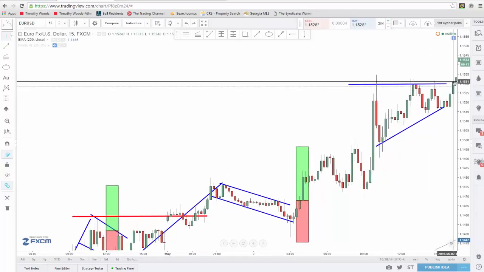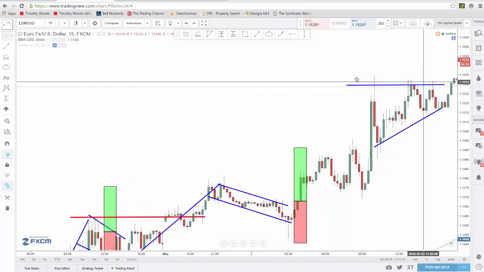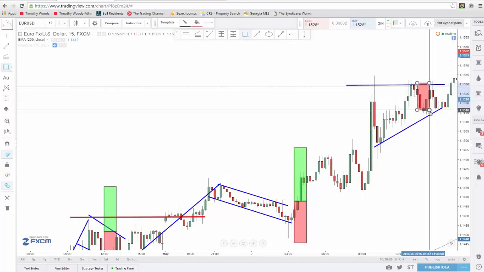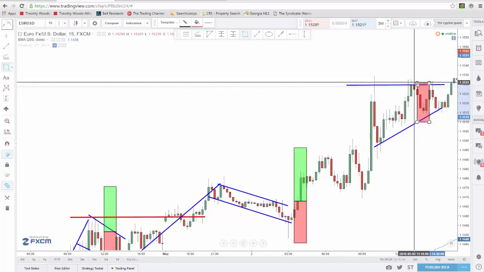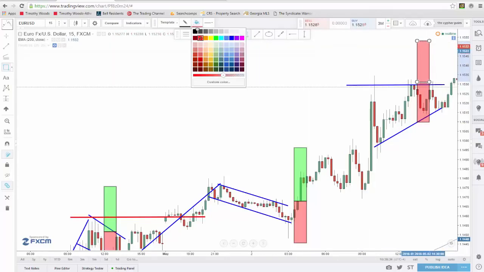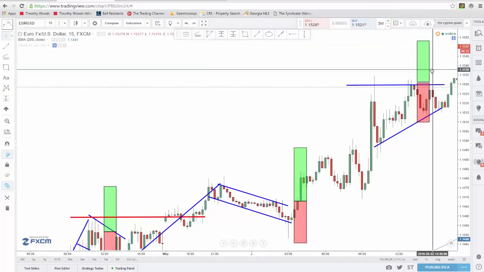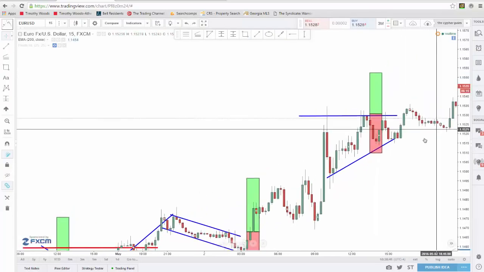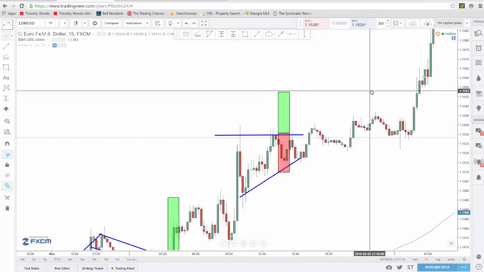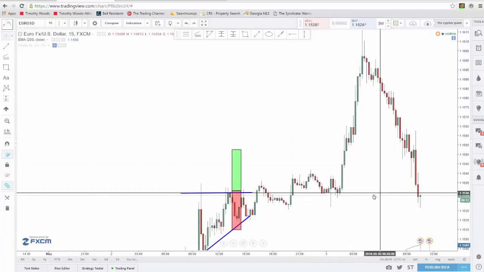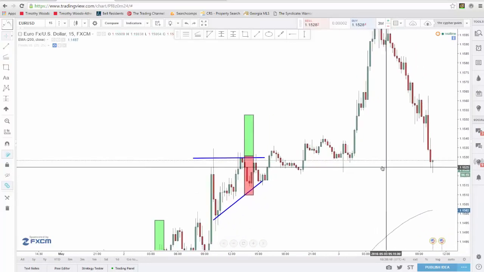Here we have a break and close above our top line, so stops go below the swing low, and targets 1-to-1 or whichever type of target you choose. And if we scroll forward, you'll see that we would have hit targets there. And now we've just kind of fallen off the edge here, back down in previous support levels.